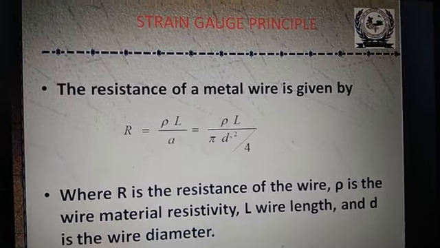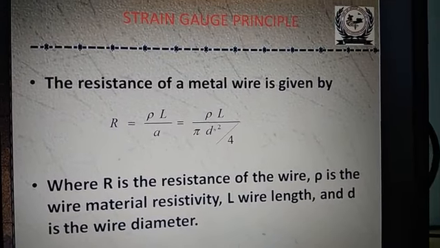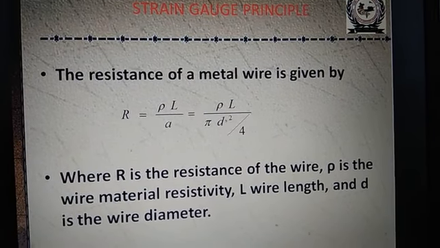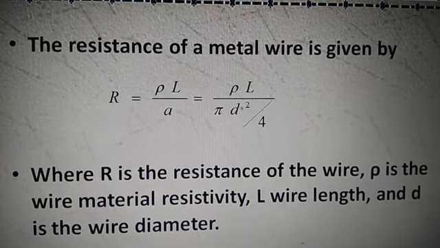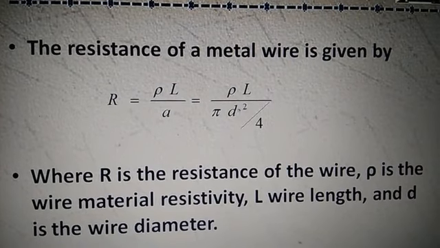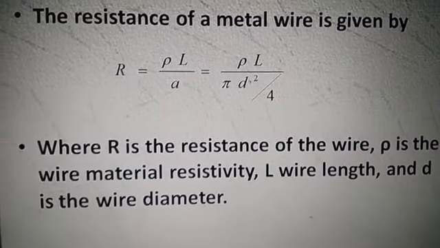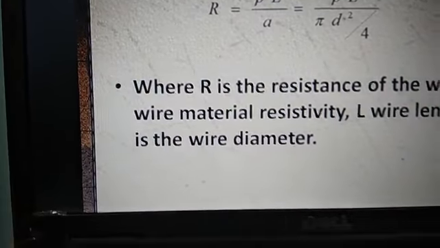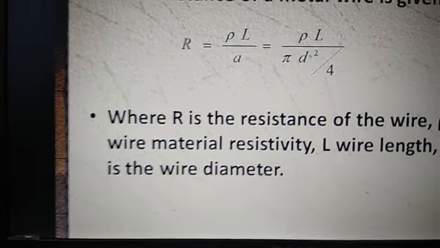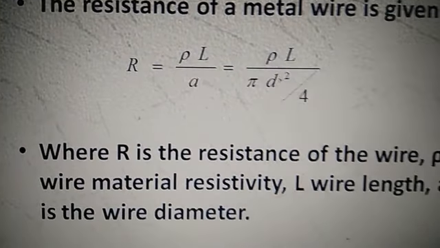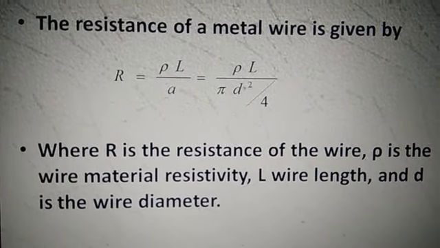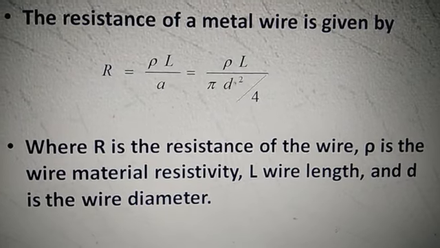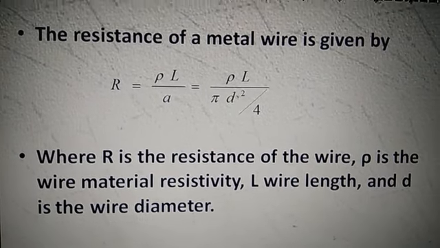Strain gauge principle. The resistance of the material is given by R equals rho L upon A, that is, rho L upon pi D square by 4, where R is the resistance of the wire, rho is the wire material resistivity, L is the wire length, and D is the wire diameter.